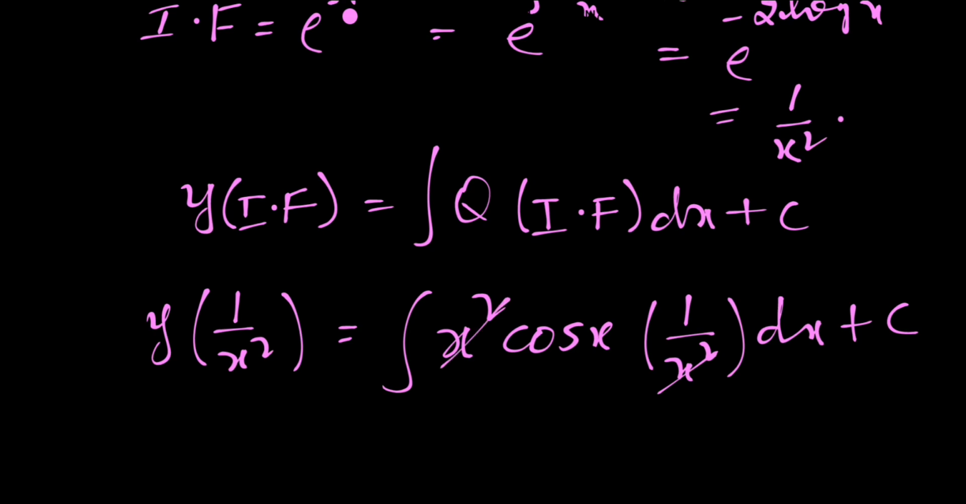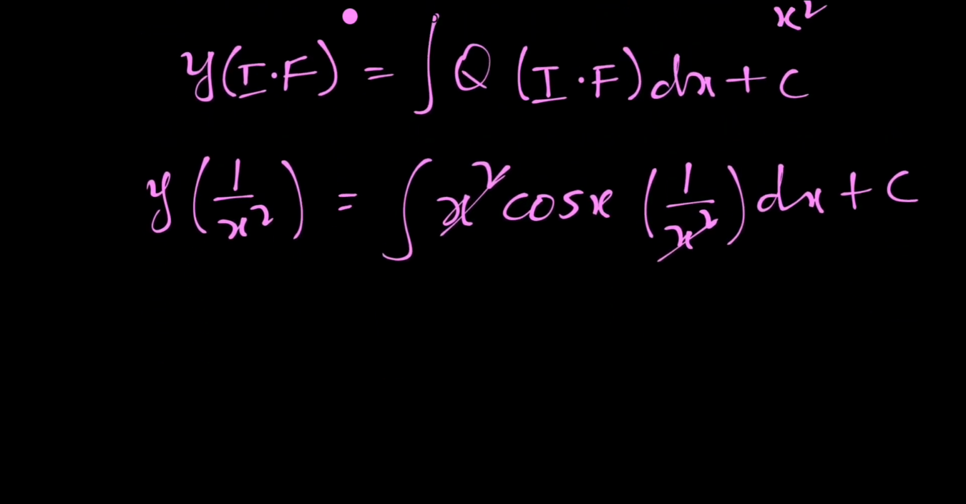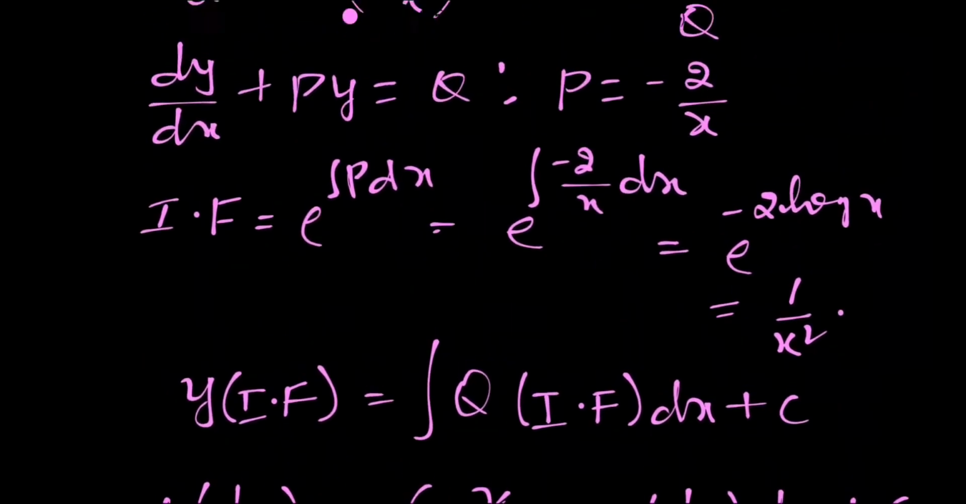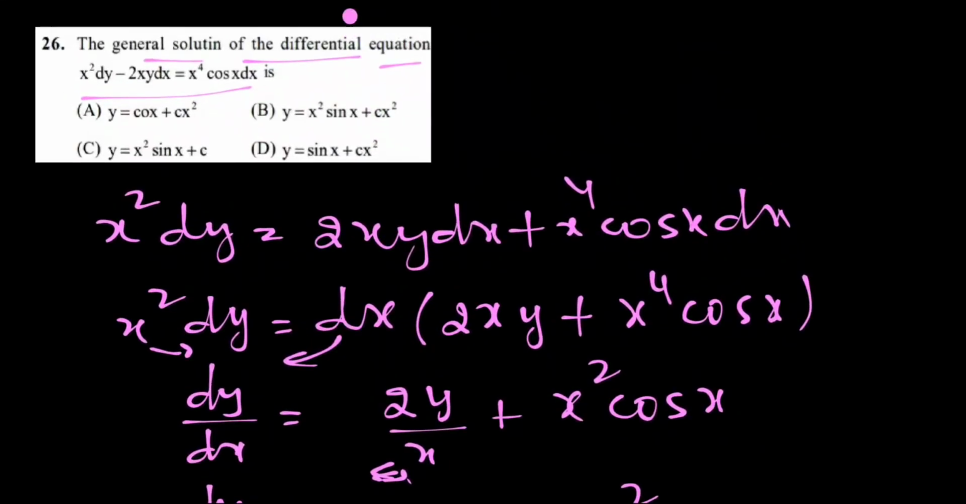Here x square gets cancelled. Next step, simplification. We have to make y by x square is equal to the integration of cos x, which is sin x plus c. Y is equal to x square; if you send it to the right side, x square sin x plus c by x square. So now we have to check the option here. Option B is the correct answer.